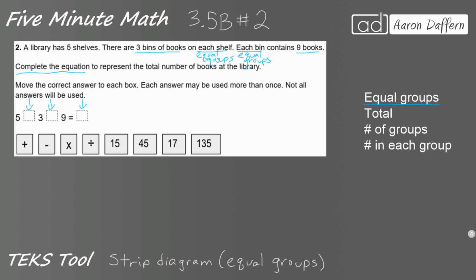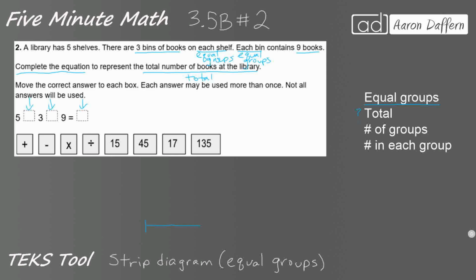What we don't have is the total, so our total is unknown. We need to write an equation that can represent the total. So we're dealing with number of groups and number in each group. Let's start from the very beginning, and we'll draw our strip diagram and label each number we come across. We know that our total is unknown.